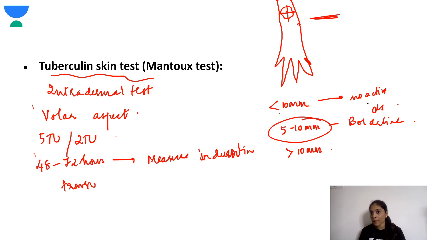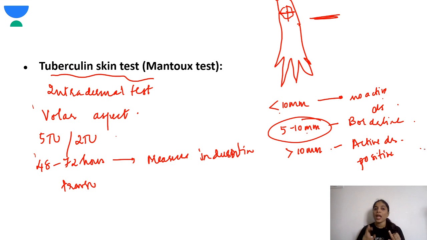If it is less than 10 mm, no active disease, but if it is between 5 to 10 mm and it is an immunocompromised patient, take it as positive. If it is more than 10 mm, it is active disease, that is, it is positive. So this is how a Mantoux test is done. So this is how you should remember.